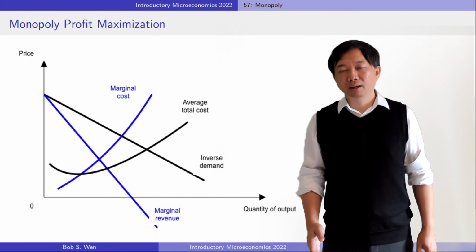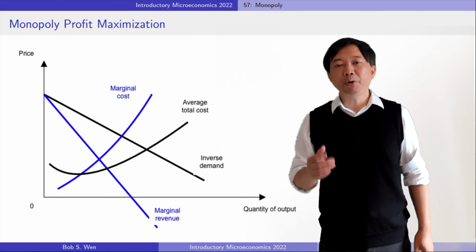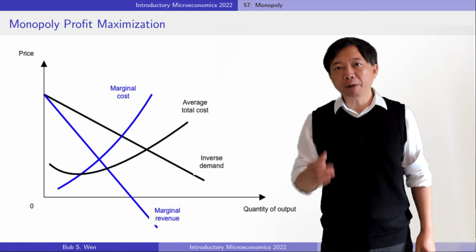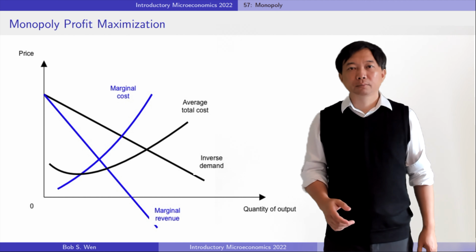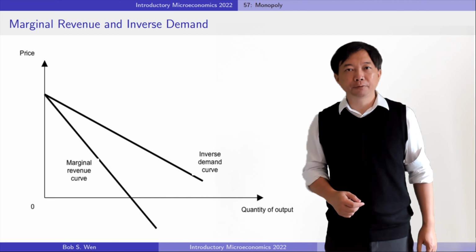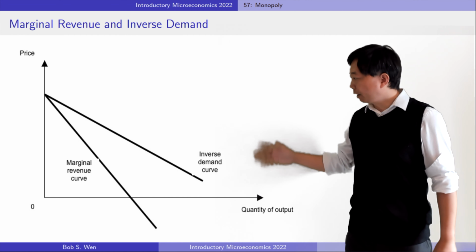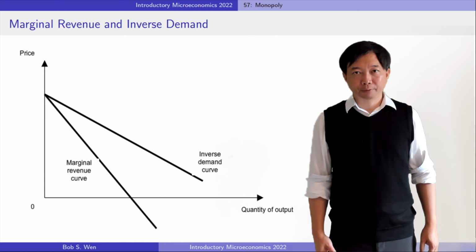A monopoly, like any other firm, maximizes its profit by operating where its marginal revenue is equal to its marginal cost. A firm's marginal revenue curve depends on its demand curve. Its demand curve is downward sloping. The following shows the relationship between the demand curve and the marginal revenue curve.